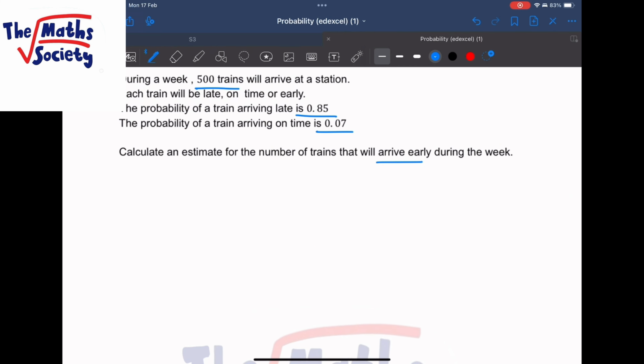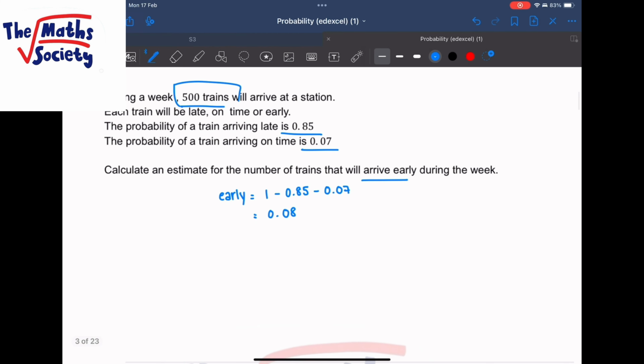So we don't know what the probability is to arrive early, so we can try to find the early probability first. So early, and you know the total probability is 1, so that's 1 minus 0.85 minus 0.07, which you will get 0.08. And we want to know how many trains arrive early, so it's 0.08 multiply 500, and then we get an answer of 40 trains that will arrive early.